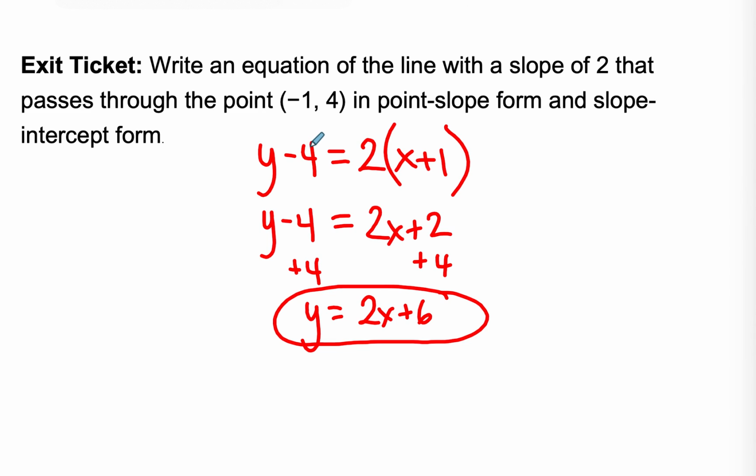Then we do distributive property to get rid of the parentheses. 2 times x is 2x, 2 times 1 is 2. We're going to add 4 to both sides. So -4 plus 4, we get y equals 2x plus 6 as our slope intercept form equation.